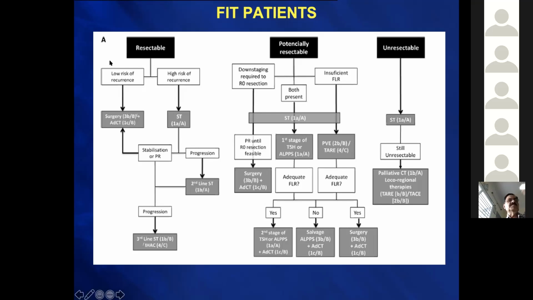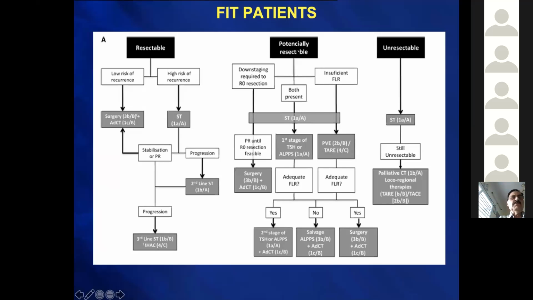If there is high risk of recurrence, you give systemic therapy. If there is some response, partial response or regression, you consider for surgery. If there is progression, consider for second line systemic therapy. If there is still progression or response, you have to assess and consider for third line therapy or intrahepatic artery therapy, chemotherapy, or things like that.